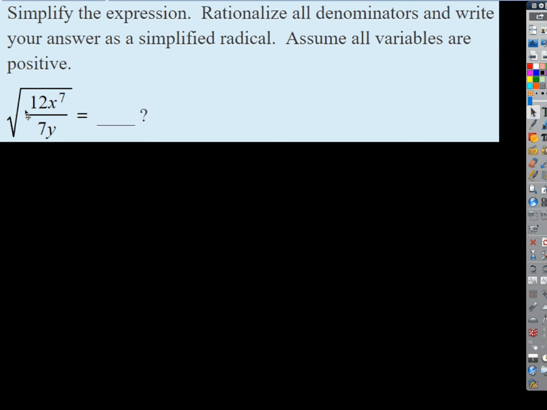Yeah, we can just split it up into the square root of the top and the square root of the bottom, right? So we end up with, we can break this up into the square root of 12x to the 7th, and we did some practice with stuff like that yesterday, reducing it. And on the bottom, we get the square root of 7y. So let's reduce, first of all, anything that we can.